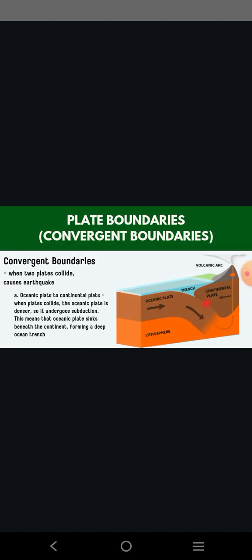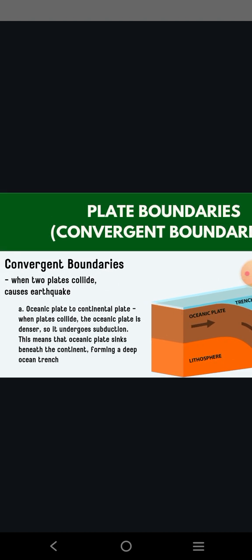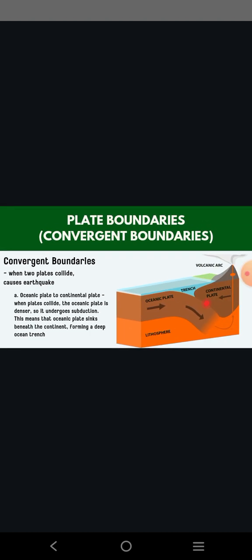So there are three types of plate boundaries. The first one is the convergent boundaries. This is when two plates collide, also causing earthquakes. There are two types of convergent boundaries. The first one is oceanic plate to continental plate. This is when plates collide. The oceanic plate is denser, so it undergoes subduction. This means that the oceanic plate sinks beneath the continent, forming a deep ocean trench.